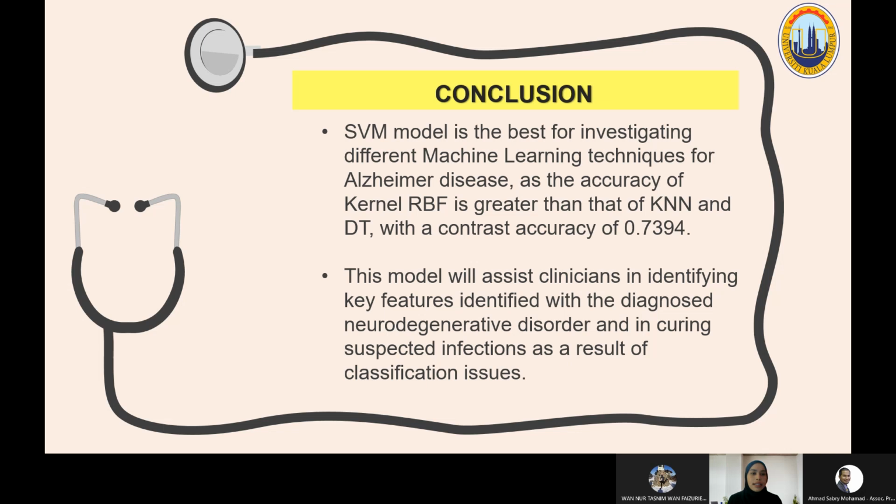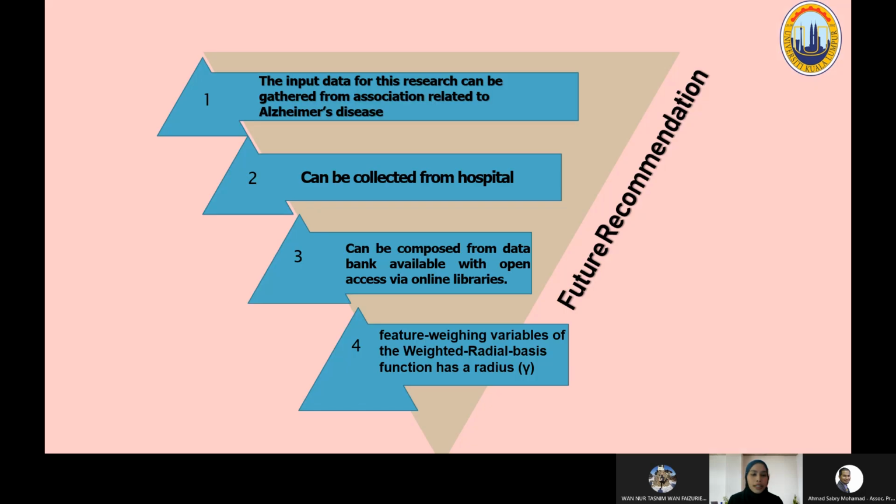So this model will assist clinicians in identifying key features associated with diagnosed neurodegenerative disorders, in curing suspected infection as a result of the classification issue. So for future recommendation, the input data for research can be gathered for associates related to Alzheimer's disease. Second, I think that's all.